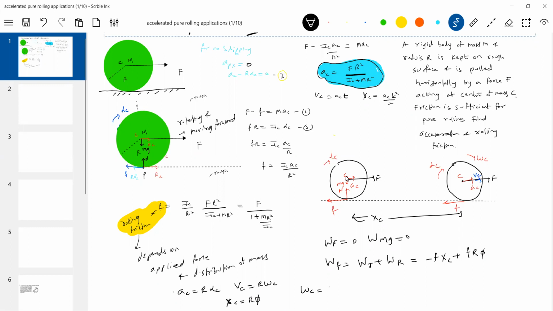What is omega C in fact? In fact, d phi by dt. Angular displacement of what? Of the radius vector. The radius vector will be rotating, no? This body will be rotating, will be rolling. Fine. So now X = R theta, substitute it. Then this equation will come: minus F XC plus F XC. Net work done by rolling friction is 0.